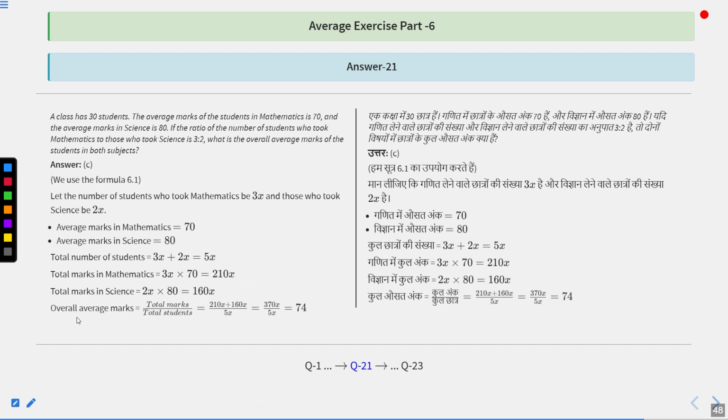So the overall average mark, we can say, is total mark upon total students. So 210x plus 160x upon 5x. Total number of students is 5x. So when we calculate it, we get the average, which is 74. C is the correct answer. Next one.